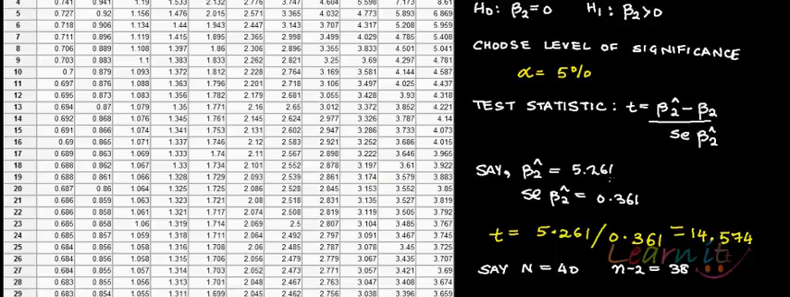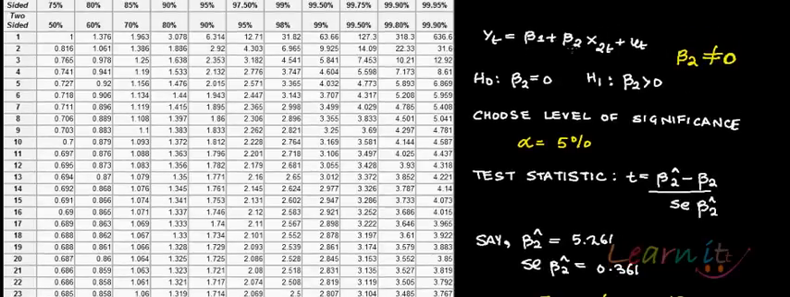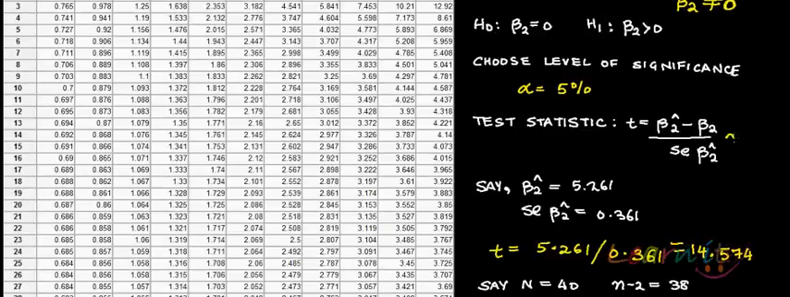So for example, the number of observations in your data is say 40, and there are two parameters which you have to estimate, beta 1 and beta 2. So the degrees of freedom are n minus 2. So it is distributed with n minus 2 degrees of freedom. So it means that it is distributed with 38 degrees of freedom.